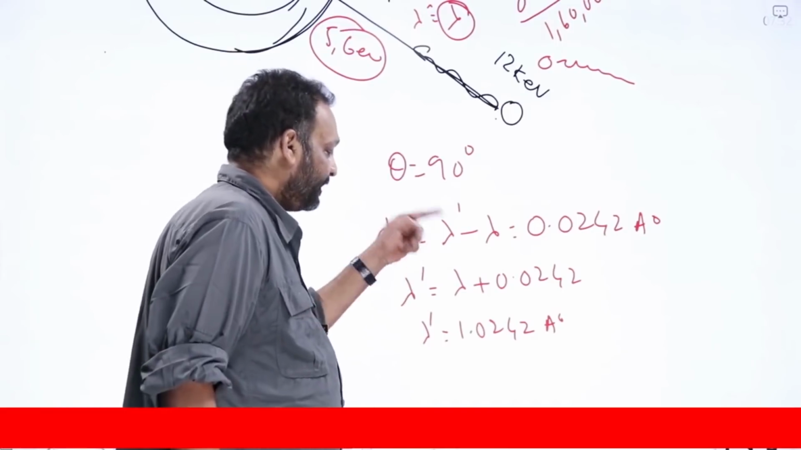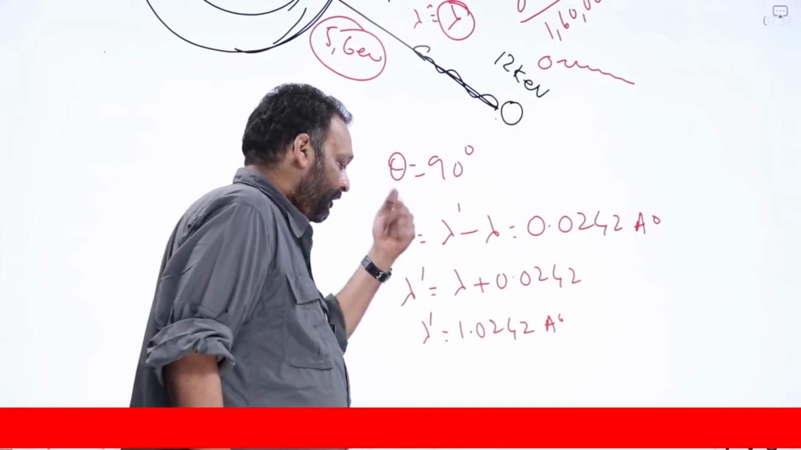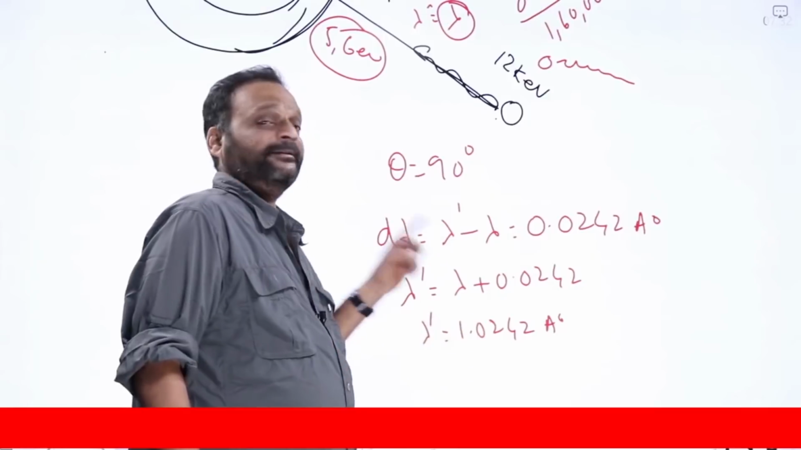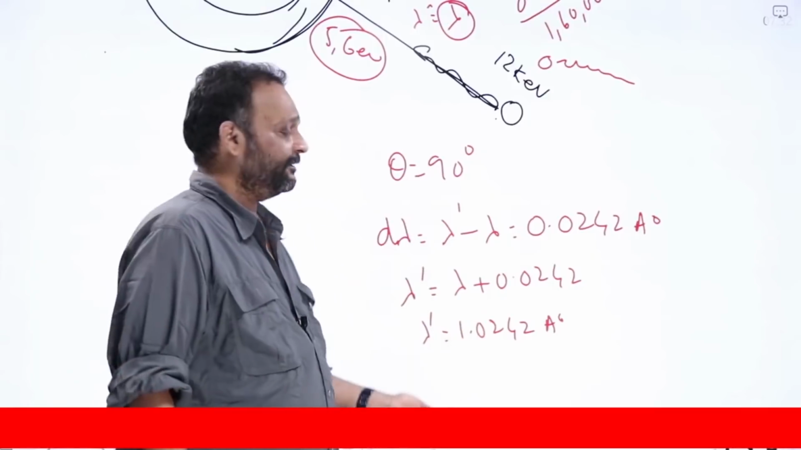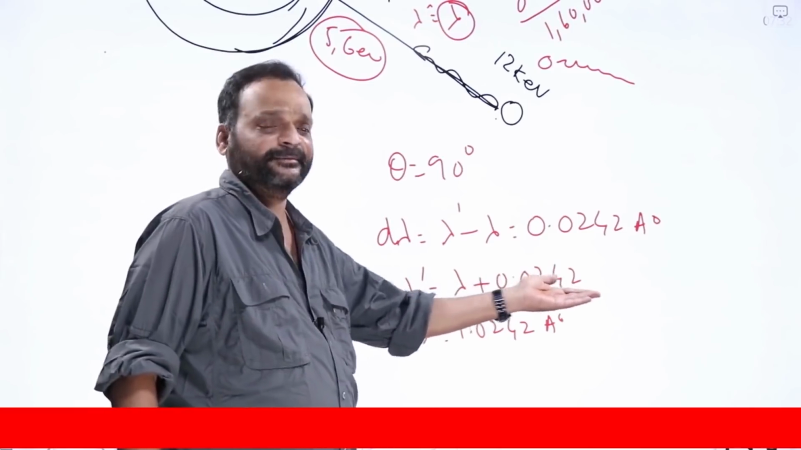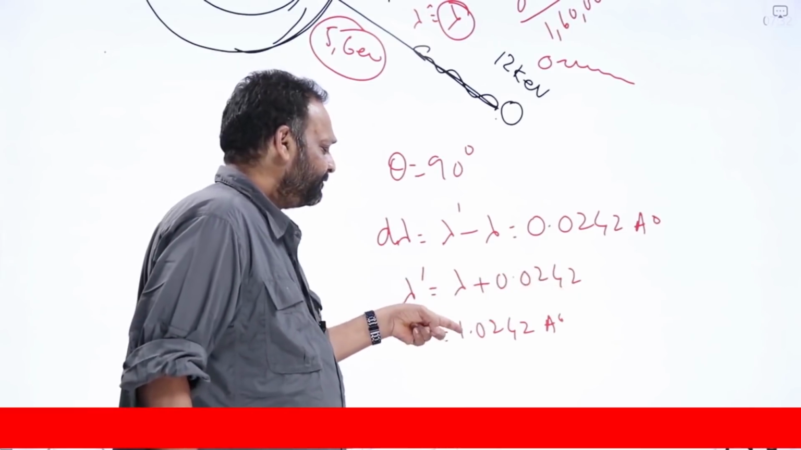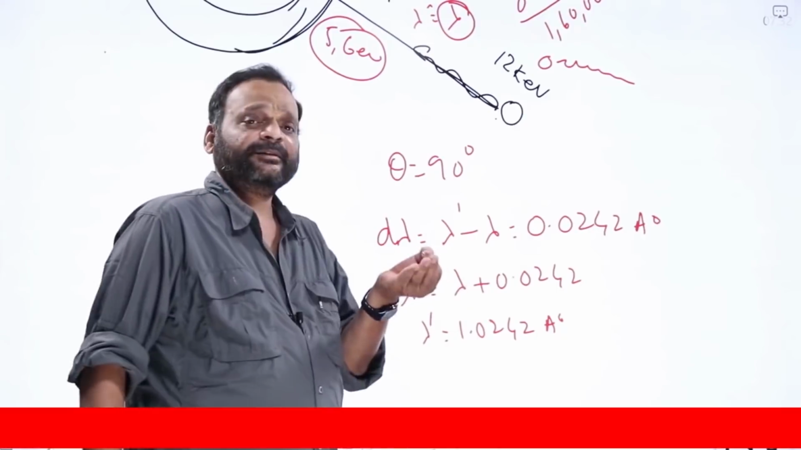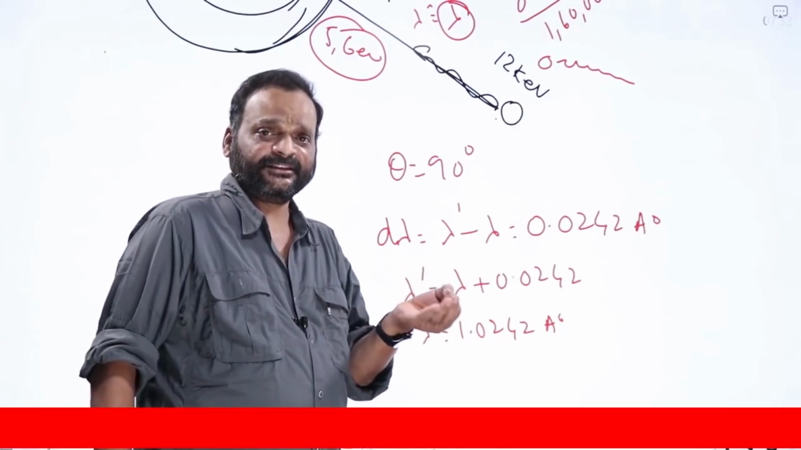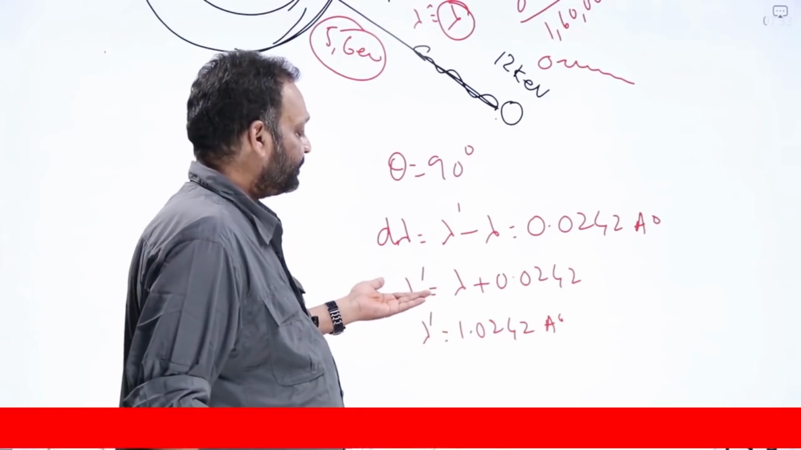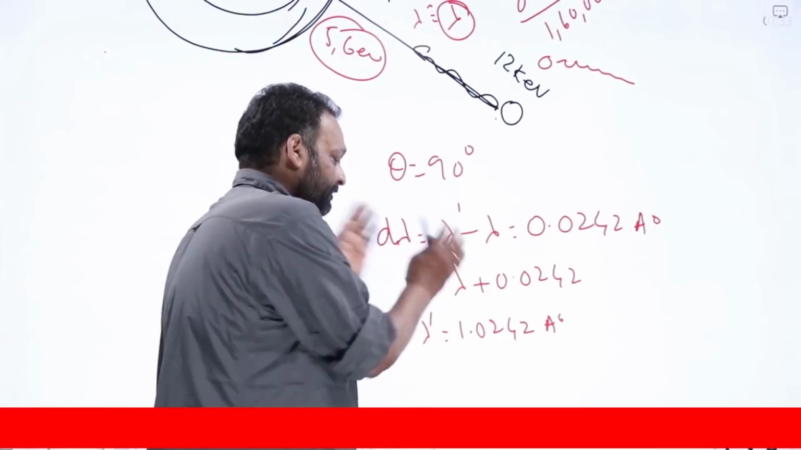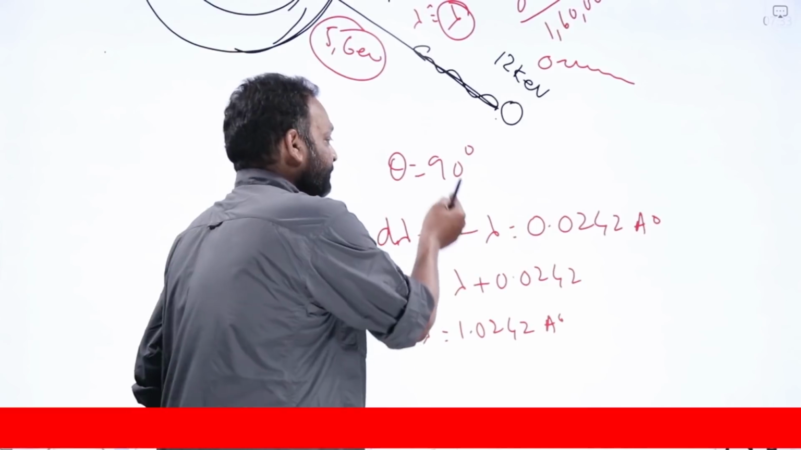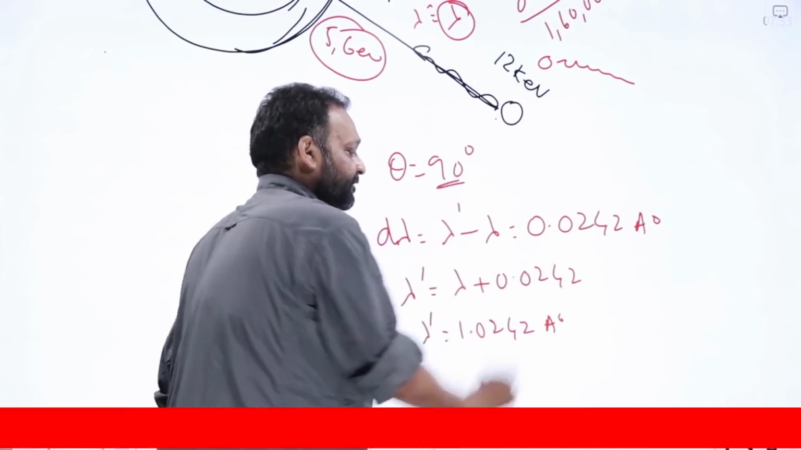So when I am sending 1 angstrom incident wavelength, what is the modified wavelength? 1.02. What is the change in wavelength? Change in wavelength is 0.0242 angstroms. Compared to 1 angstrom, what is the change? It is just 2%, and the 2% change is independent of the wavelength lambda. Whatever the wavelength I send, the change in wavelength at 90 degrees will always be 0.0242 only.